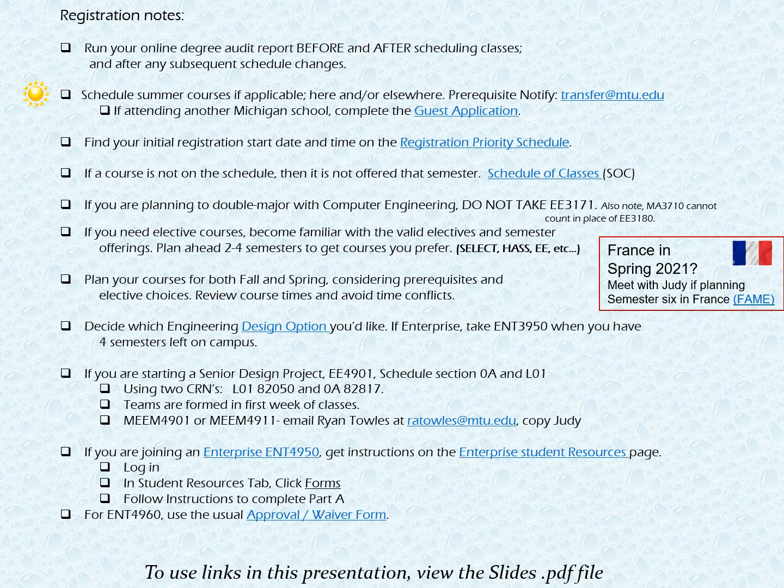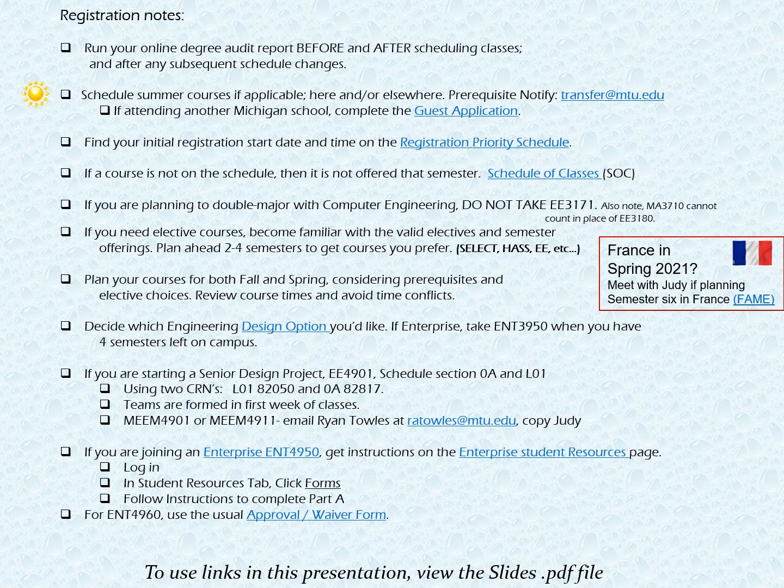Notify the transfer office if you are taking a class elsewhere that is a prerequisite for a course you need to schedule in the fall. And complete a guest application found on the registrar's website for a Michigan school. Know your initial registration start date and time, and plan your schedule ahead of time and be ready to register right at your start date and time for the best chances of sections you want.